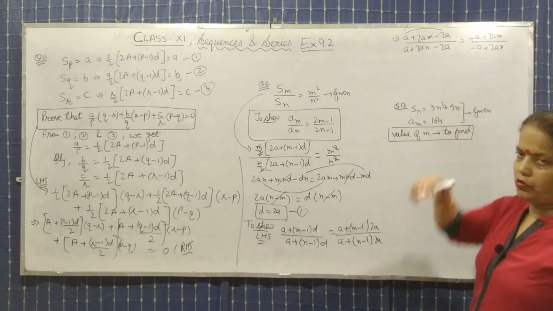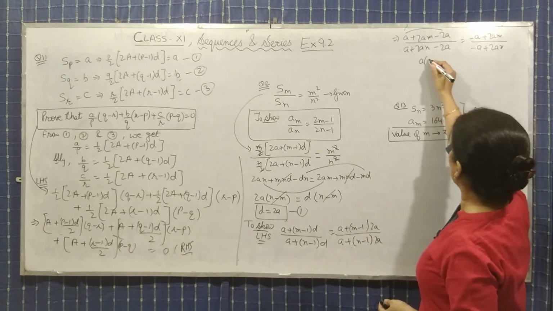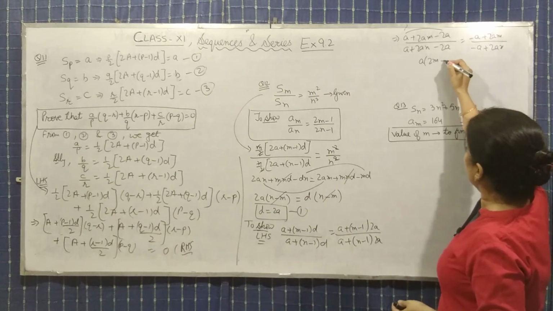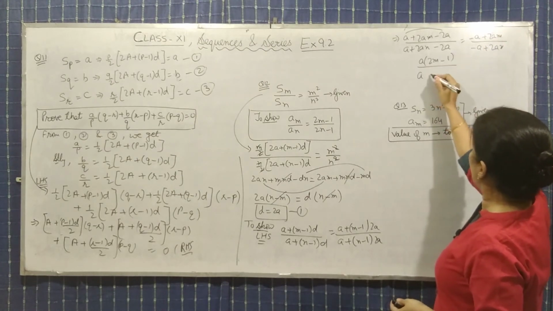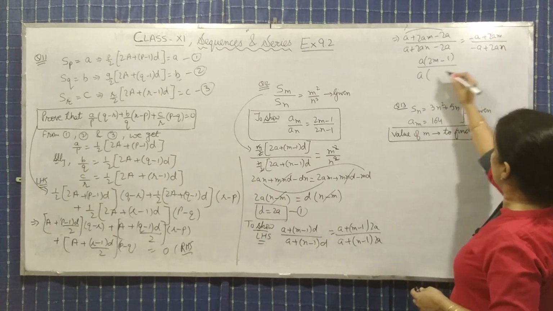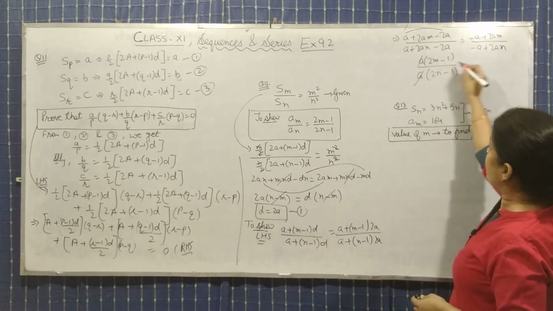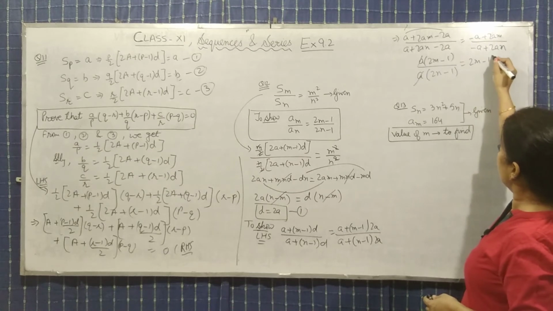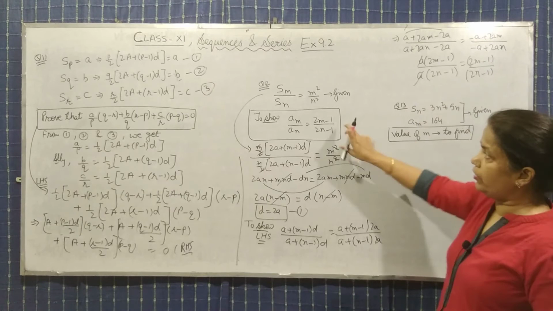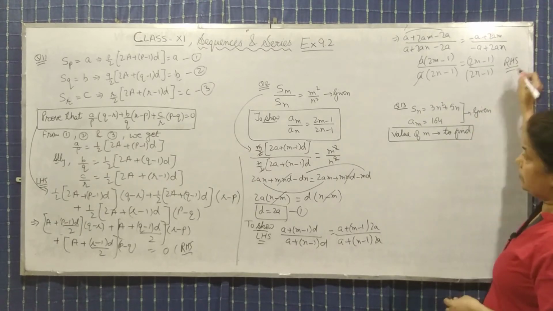From both of them you can take a common. So take a common, and in the bracket 2m minus 1, and in the same way from the denominator also you can take a common, so it will come as 2n minus 1. It will be cancelled out. So you will get (2m minus 1) upon (2n minus 1), and this only you have to prove. So this is RHS. Is it clear?